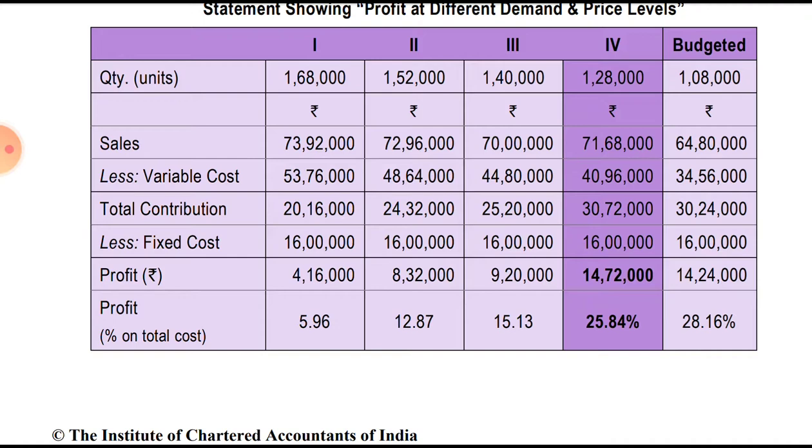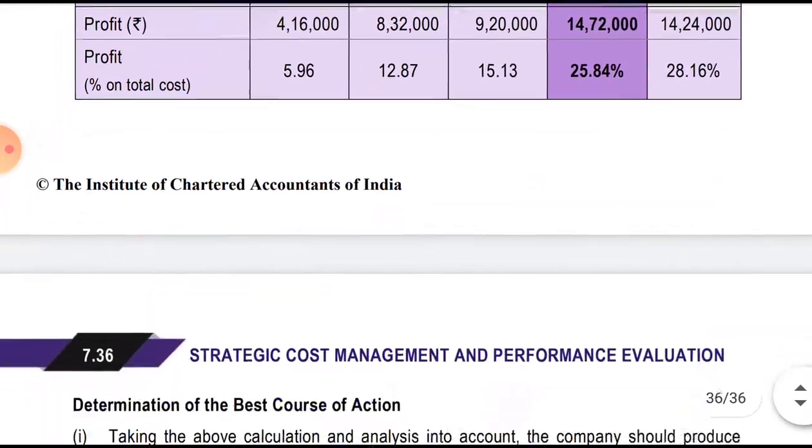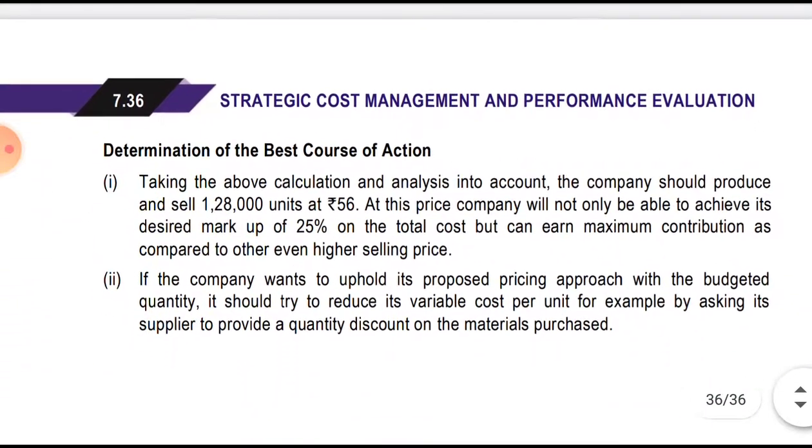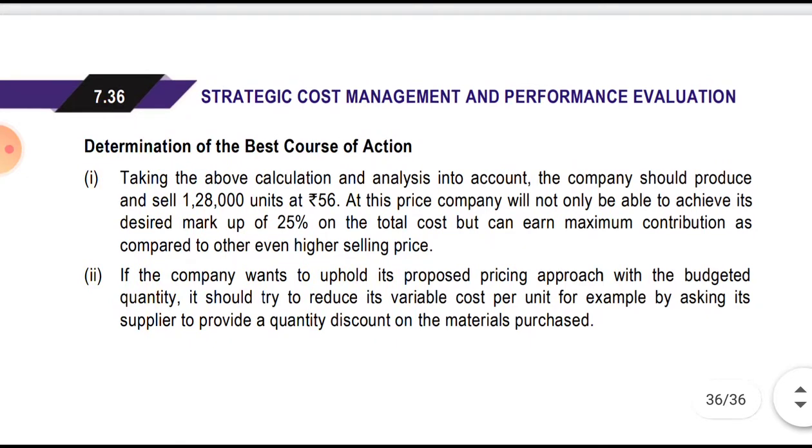So the highest profit which we earn is in alternative 4, which is highlighted basically, 14 lakh 72,000 is the profit, and we are earning a contribution also which is more than 25. So now we have to determine the best course of action.